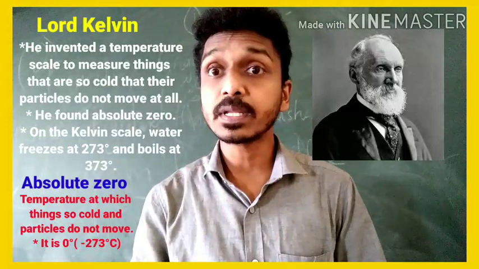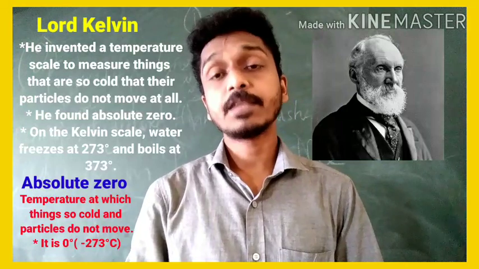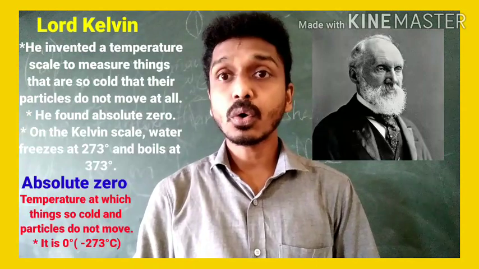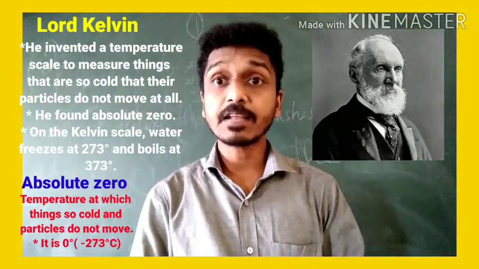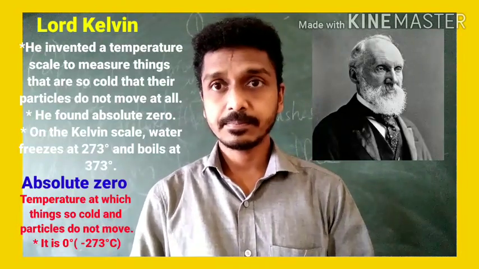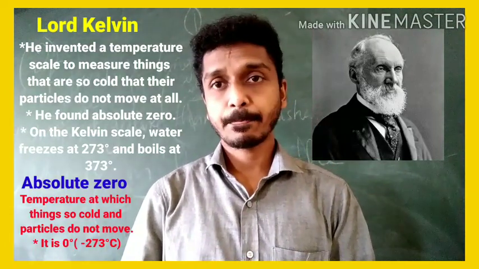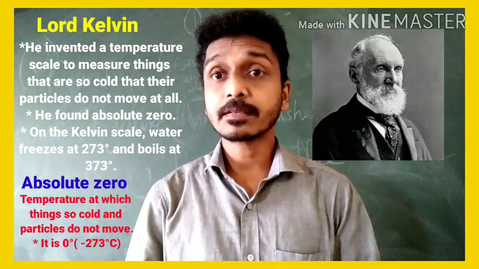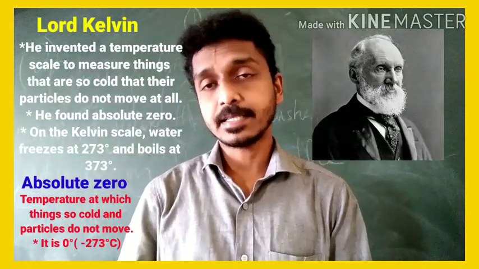That temperature is 0 degree. So absolute zero was also invented by Lord Kelvin. You know that, right? The scale is termed the Kelvin scale. According to the Kelvin scale, water freezes at 273 degree and boils at 373 degree.